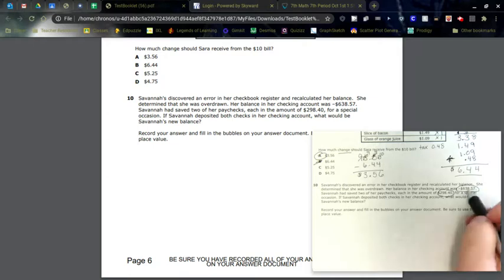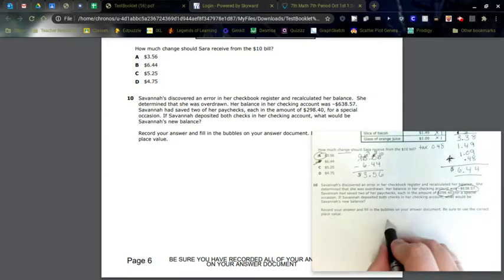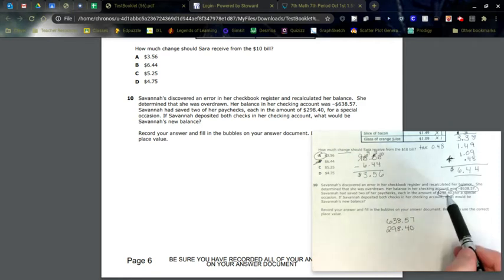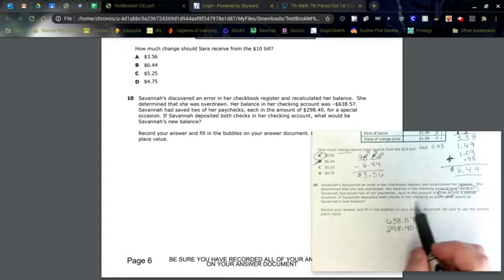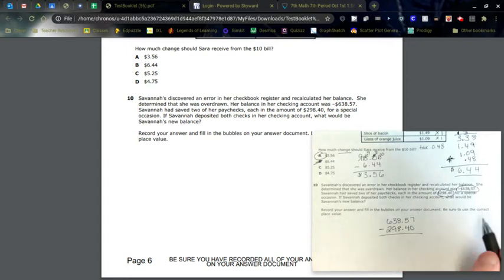Okay, so all we need to do is subtract those 2 from each other. $638.57, $298.40. Because we're adding the 298 into the negative 638, but because one's negative and one's positive, we need to subtract the 2. Okay, so we're going to subtract them.